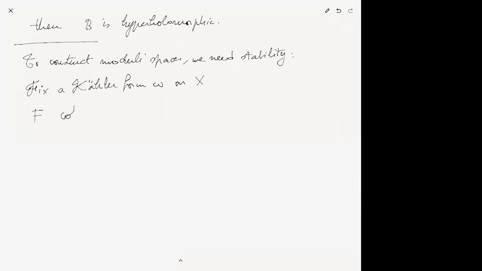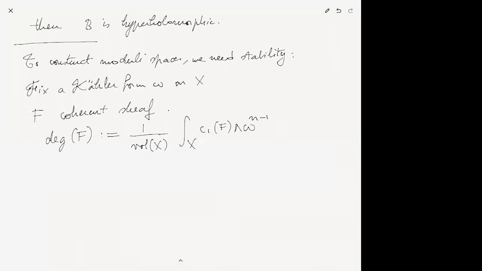So F, a coherent sheaf. Then you can define the degree, first of all. What's it going to be? It's going to be 1 over the volume of your manifold times the integral over the manifold of the first Chern class wedged with the Kähler form to the power n minus 1. So n is the complex dimension of X, and the volume by definition is the integral of the Kähler form to the power n.